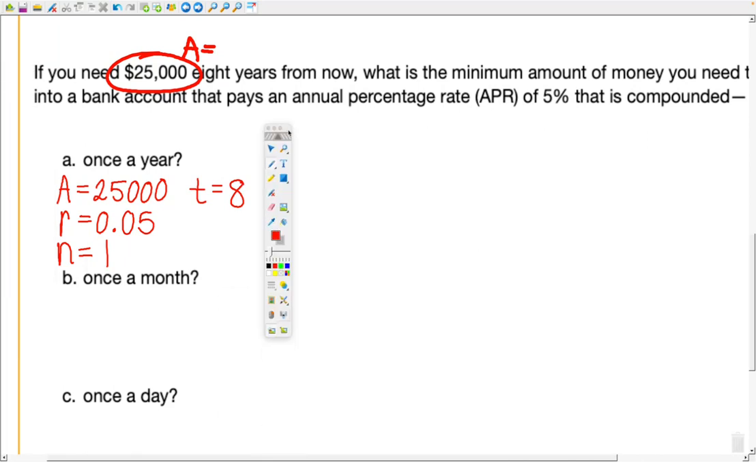And how do you know what they're giving you is you have to actually look to see. Is it telling you how much you're gonna pay in the end? Or is it telling you what you're gonna start off with? If it's telling you what you're starting off with, then they're giving you the principal. If it's asking you what do you need to start off with, then you're looking for the principal. That's the only difference. Because the principal is the beginning balance.